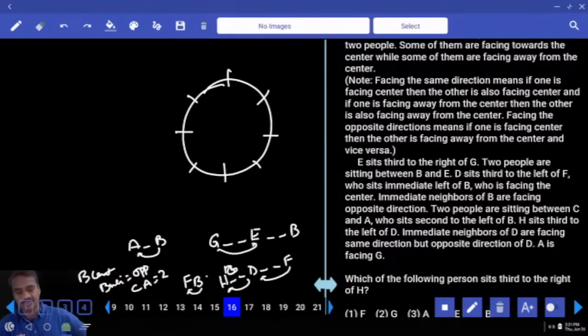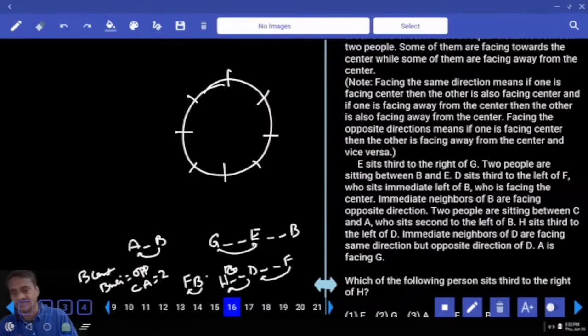Hence, which 2 persons do we have? And which 2 are facing? A is facing G. As G is facing the center, A is also facing the center. Both these 2 persons are facing each other. As G is facing towards the center, E sits out to the right of G. Then between E and B, how many people? There are exactly 2 people, B is. And A is seated second to the left of B. B is facing the center. Done with this? Now we have done with this information.